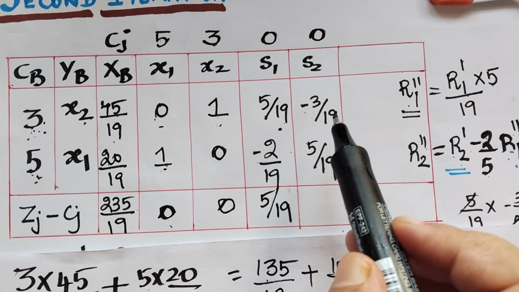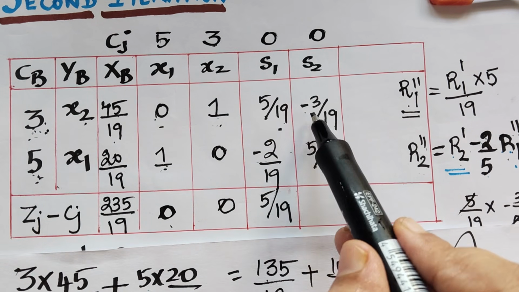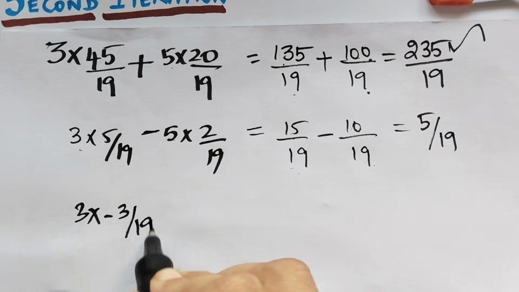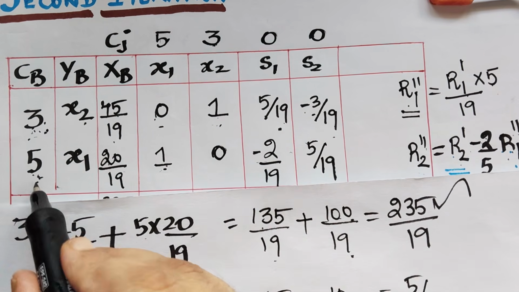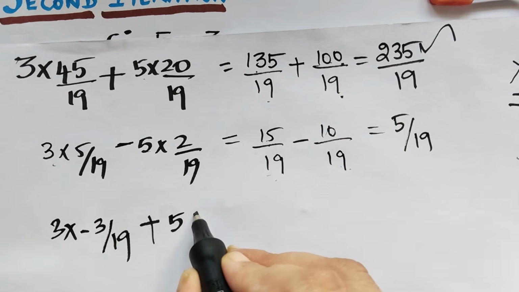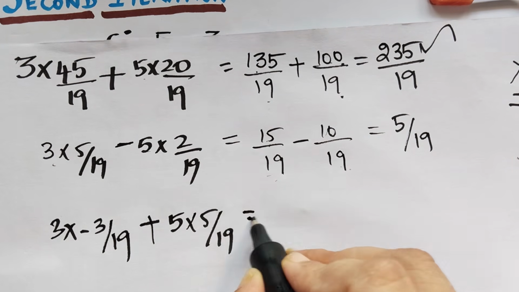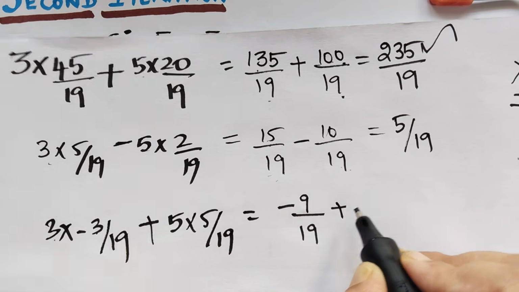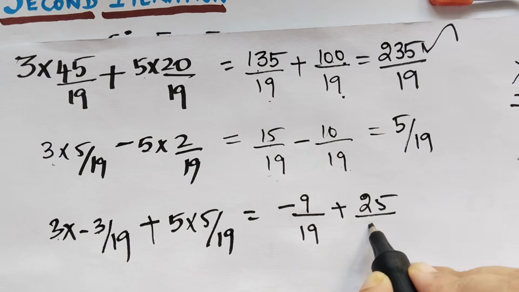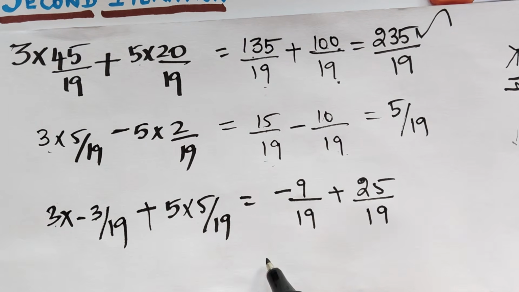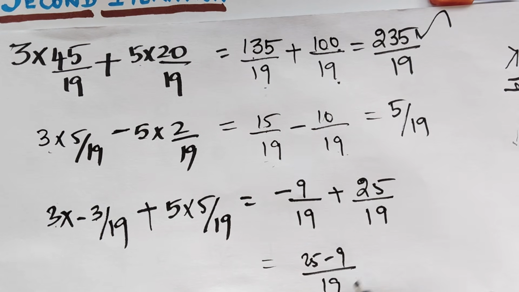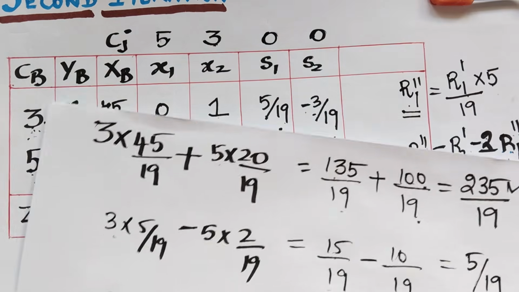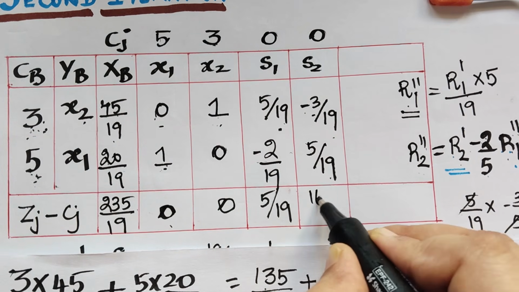And then finally here, 3 into minus 3 by 19. So it will be 3 into minus 3 by 19 plus 5 into 5 by 19. That's equal to 3 times 3 is 9. So minus 9 by 19 plus 5 times 5 is 25 by 19. So that is equal to 25 minus 9 divided by 19, and that is 16. So 16 divided by 19. So that we have to write here. So 16 divided by 19.